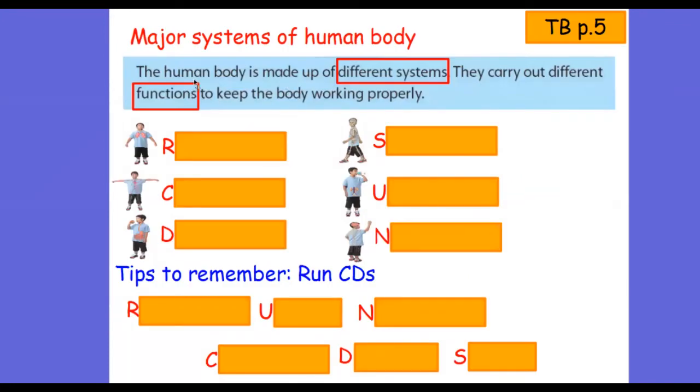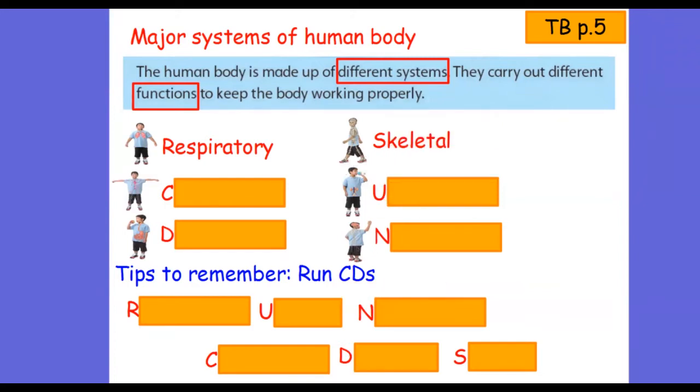Please remember that the human body is made up of different systems, and each of them carries out different functions to keep the body working properly. For example, whenever we need to breathe in, it is related to the respiratory system. You can see the picture here. Our bones support our body, and also help us to move as well. So this is related to the skeletal system.